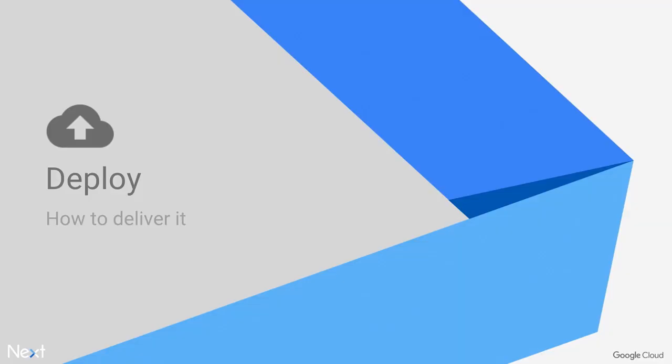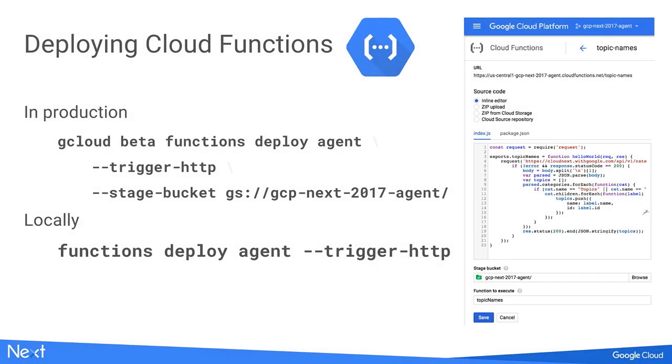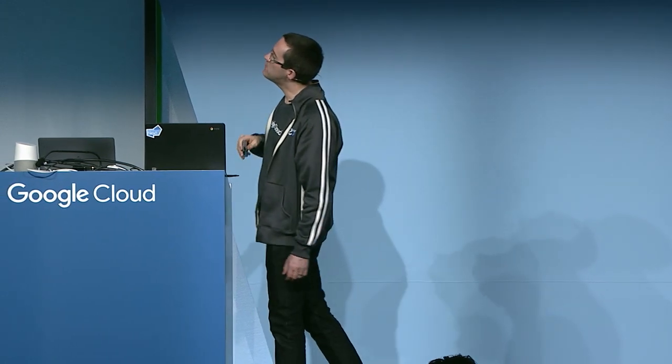So I guess it's time to deploy. When you deploy locally, it's really just functions deploy agent, and then the trigger HTTP flag. And when you deploy on the real cloud functions, you do gcloud beta functions deploy agent, trigger HTTP. That's pretty much the same thing with the gcloud SDK. The sole thing that's different is the stage bucket, because you'll need a Cloud Storage bucket to actually deploy your code so that it's being actually deployed in Cloud Functions.